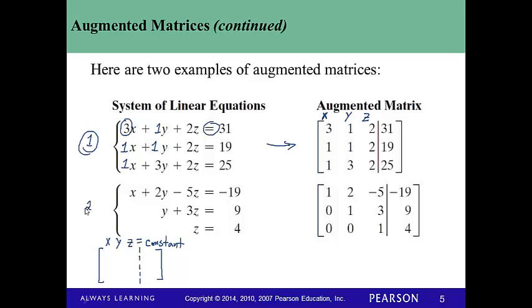Alright, here's example 2. This time the first coefficient we see is 1, 2, negative 5. Vertical bar here, negative 19. Now here we missed the x variable, so if we were to put it in, it would be 0x plus y, right? Which means the first coefficient is a 0, the second's a 1, and then a 3, vertical bar, 9. For the last equation, we're missing the x as well as the y. So if we fill them in with our zeros, we have 0, 0, 1, vertical bar, 4.